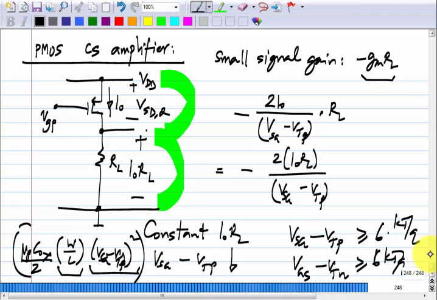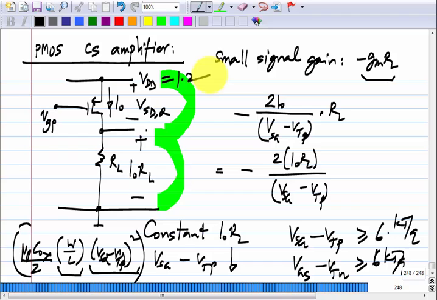So consequently, if you had a 1.2 volt supply, what is the maximum gain you can get? Just calculate. I said you can use an overdrive of 0.2 volts, 200 millivolts. So what is the gain? If you leave 200 millivolts for the transistor, how much do you have across the resistor? 1 volt. So what is that number? 2 times I naught RL by VGS minus VTP. How much? 10. So basically minus 10, or the maximum gain magnitude is 10.